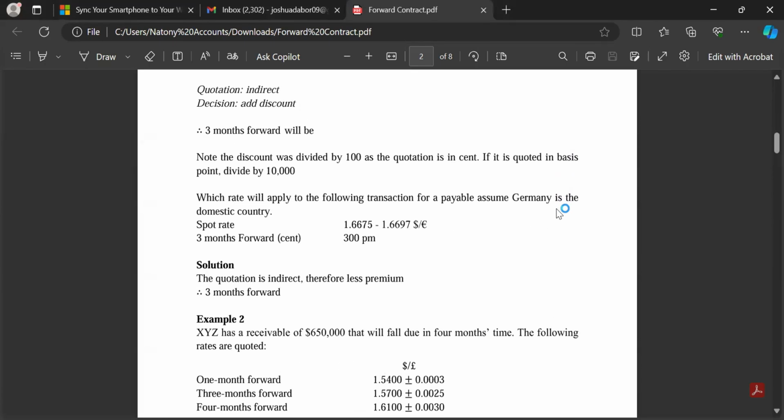This is the second example. I want you to figure this out on your own. Which rate do we apply to the following transaction for a payable? Assume that the company is also in Germany. So what will be the solution to this? Which rates will apply? First of all, pick a spot rate and adjust it with the premium or the discount. So which rate applies?